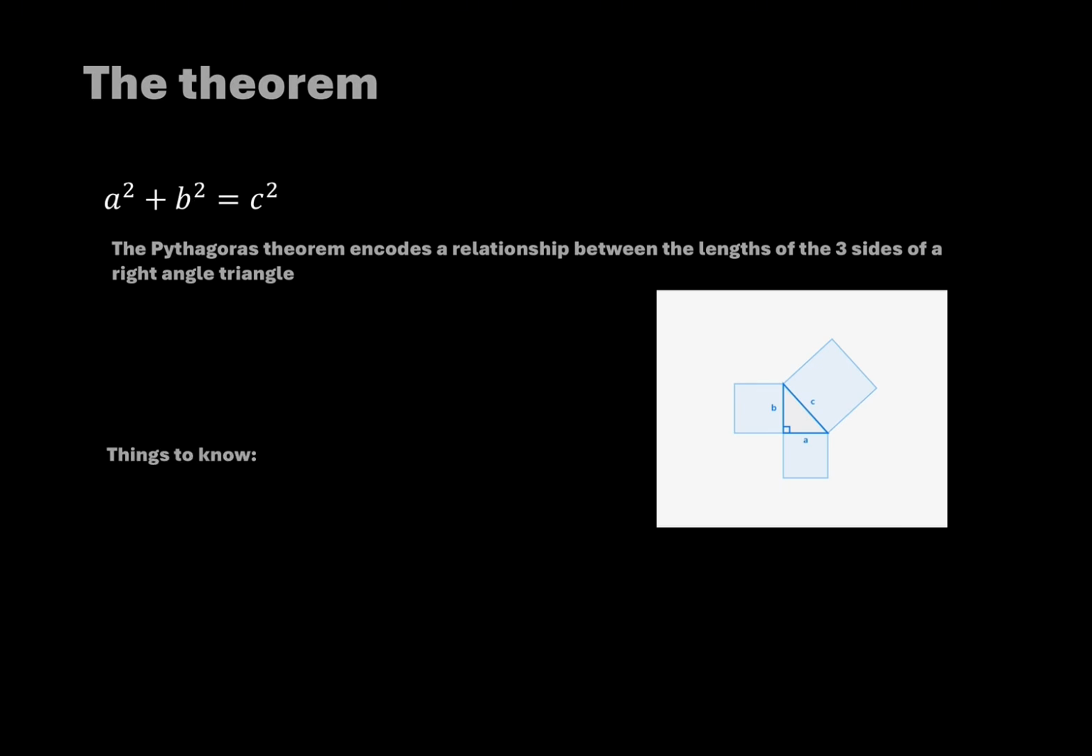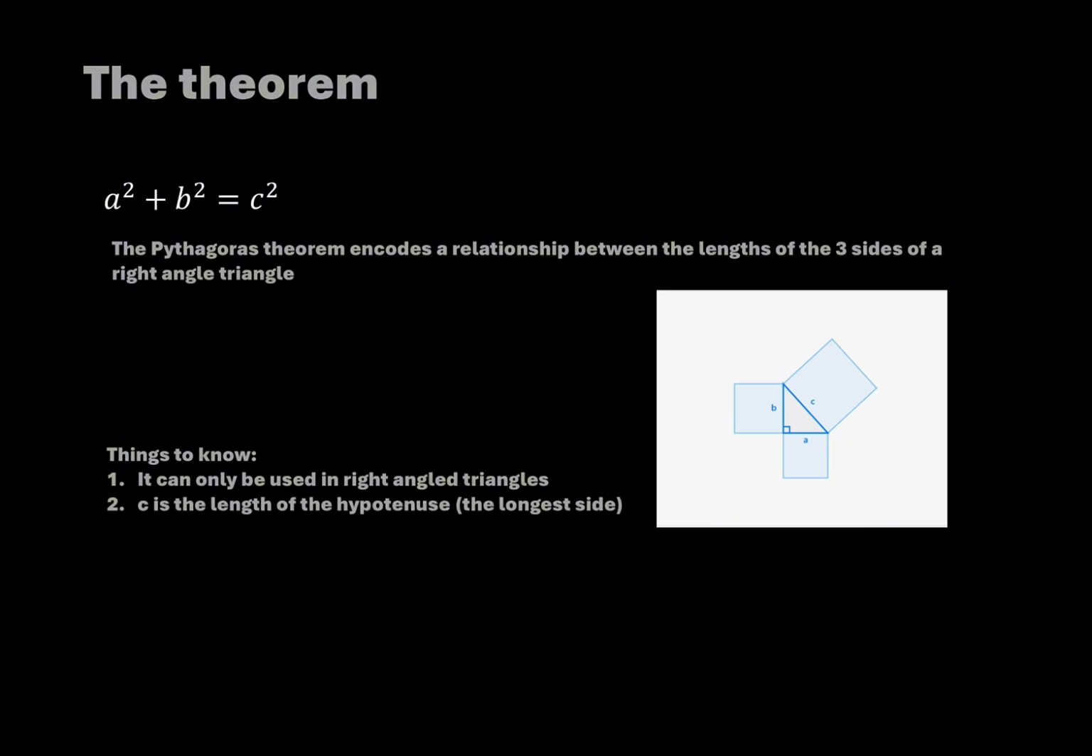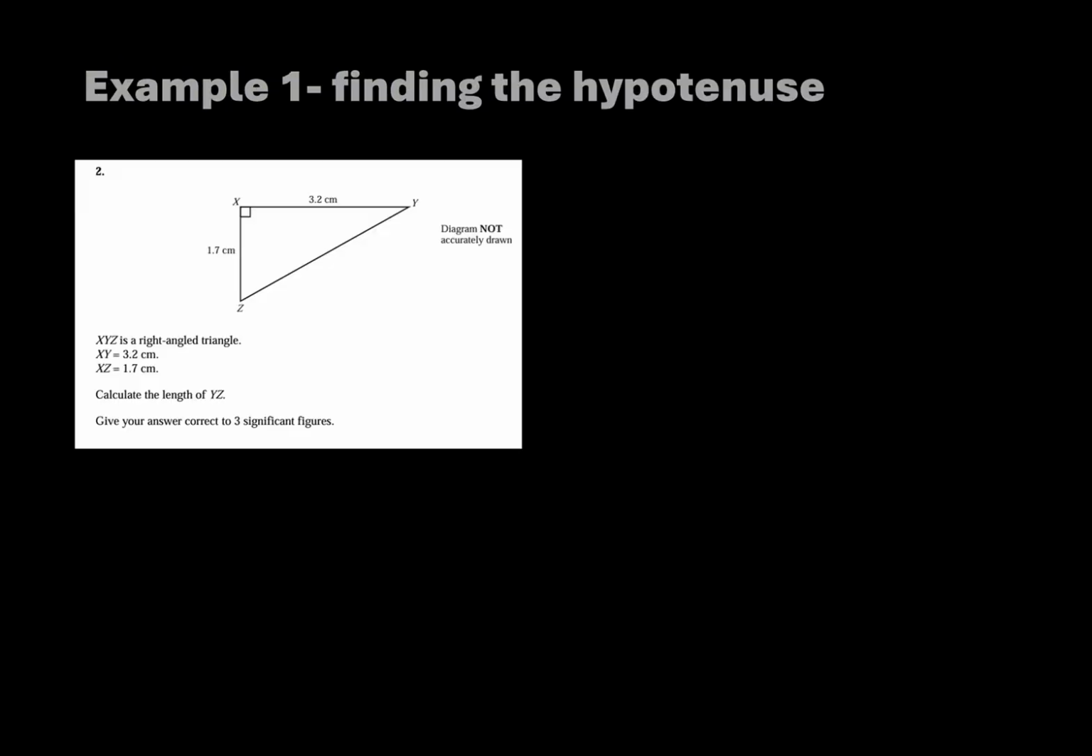Okay. Things to know about it. It must only be used on right-angled triangles. C is the length of the hypotenuse. The hypotenuse is the longest side. It is the side opposite the right angle. That's how you identify the hypotenuse, which must be c. A and b, though, it doesn't matter which one they are. They're just the other sides. You can choose which one's a and b. It's your decision. So, let's go through an example of how to use it.